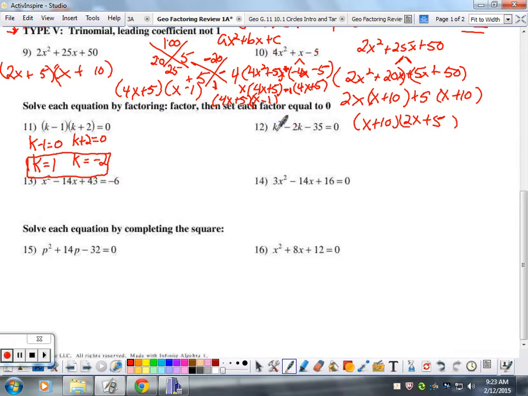So let's try this one. The first thing you have to do is, it's a quadratic, so we have to factor this to figure out what it is.